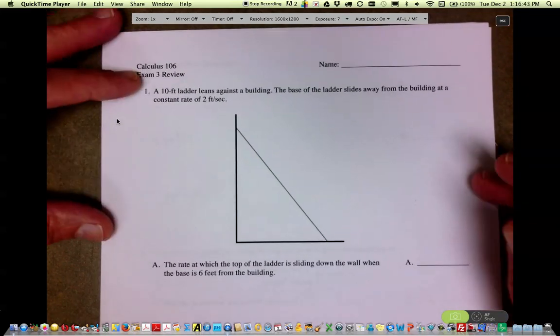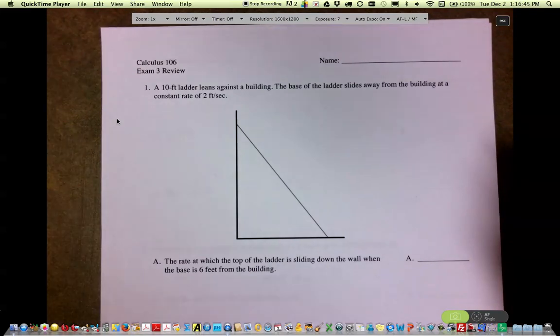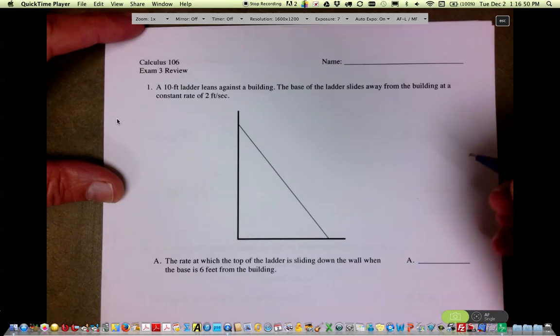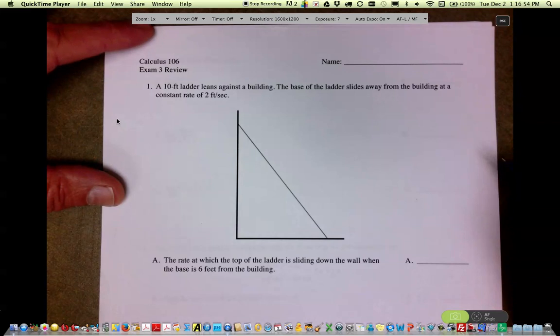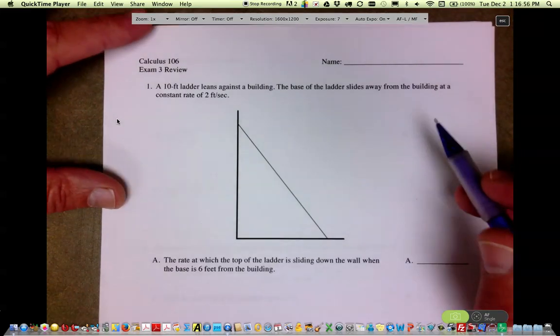The first topic on the test is related rates problems. If you remember, this is the type of problem where we want to think about what's changing with respect to time. In this problem, we've got a 10-foot ladder that leans against the building. The base of the ladder slides away from the building at a rate of 2 feet per second.